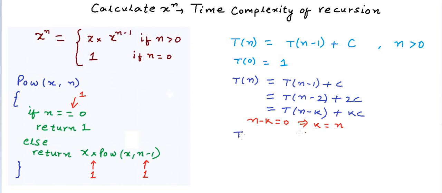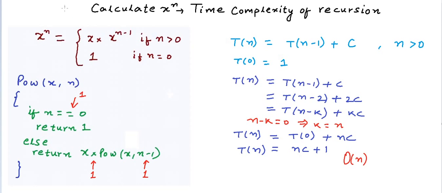So eventually Tn will be equal to t0 plus nc, where c is a constant, and t0 is nothing but 1. So this will be nc plus 1 overall. So clearly the time taken is proportional to n, and this is also big O of n, or order of n, in terms of time complexity.